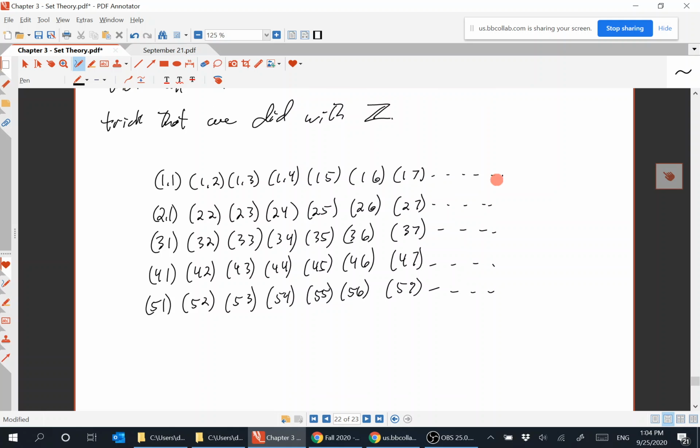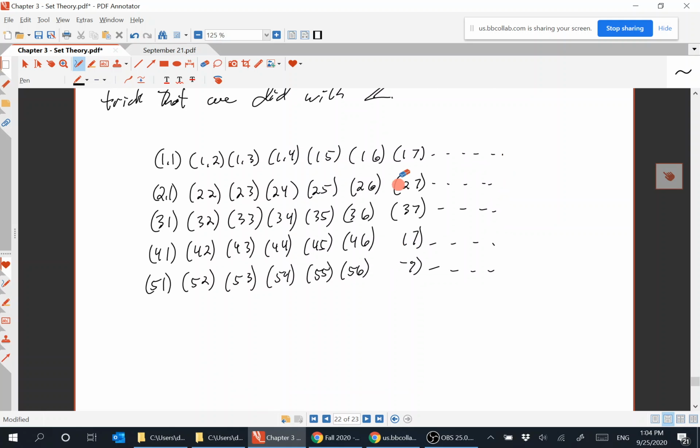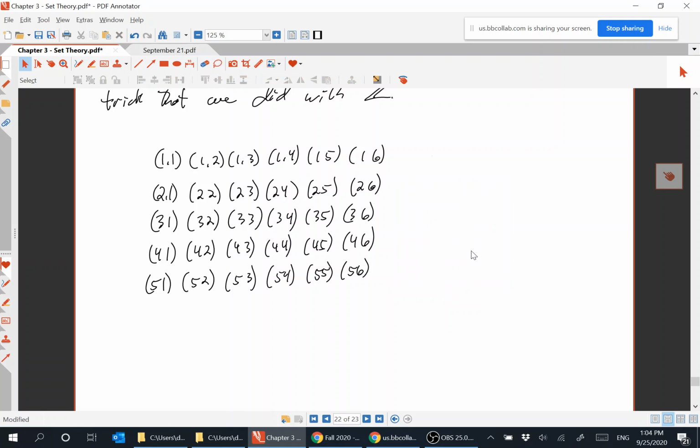Well, let's do one more. Are they supposed to have points in between them? Yeah, there's supposed to be a comma in between. Yeah, I'll do those in a second. Oh, okay. Yeah, I'm just giving my hand a break. Let me do one more row so it's square. 6,1, 6,2, 6,3, 6,4, 6,5, 6,6.